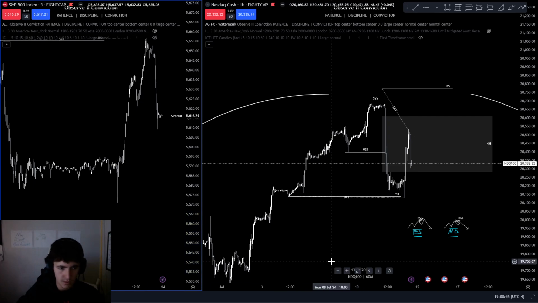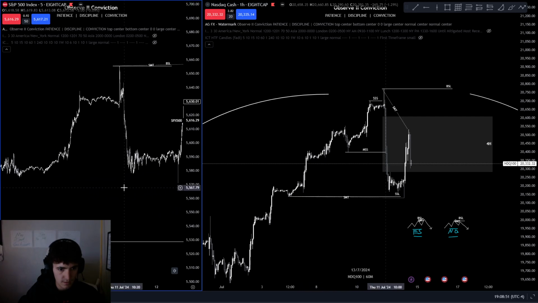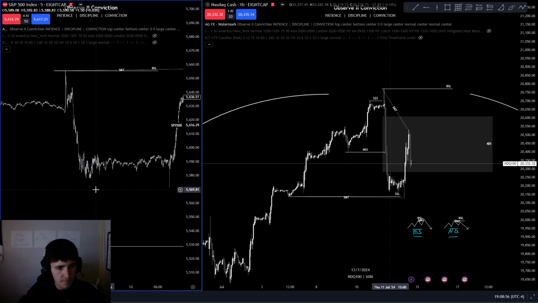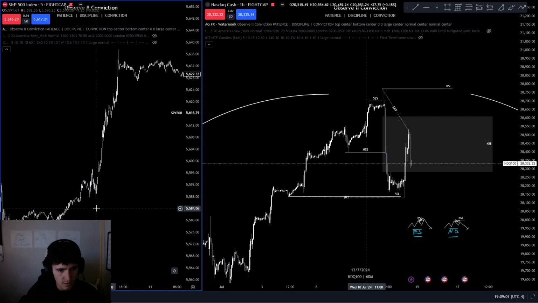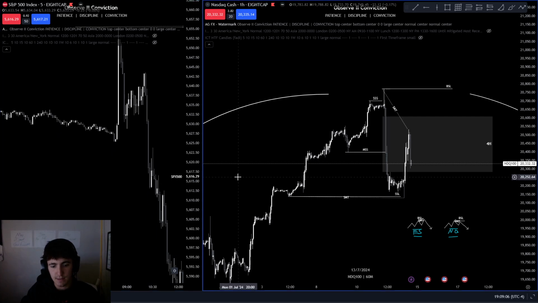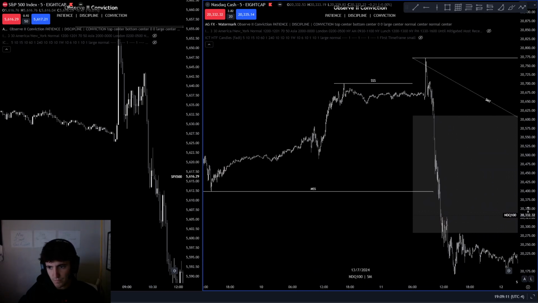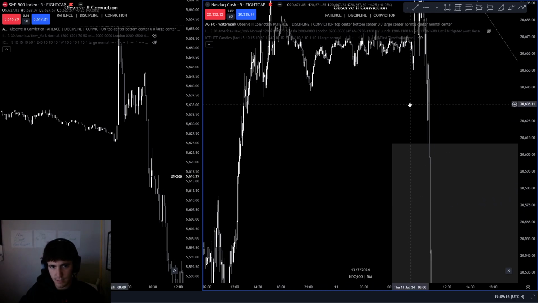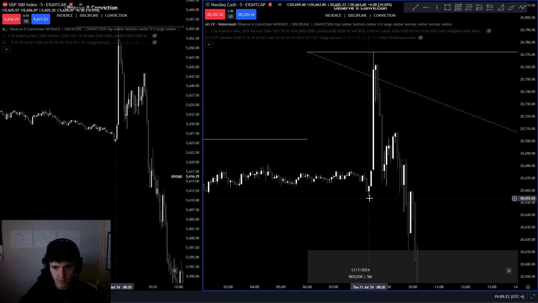The other day there was a bunch. What day was that? Thursday, I think. Let's see. Maybe right here. Before this big sell-off, there were a lot of SMTs. And I lost the trade, but it happens. They're way easier to identify when you have this TradingView setup where I can put the two charts right next to each other.